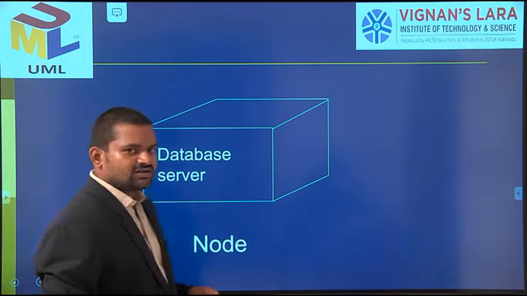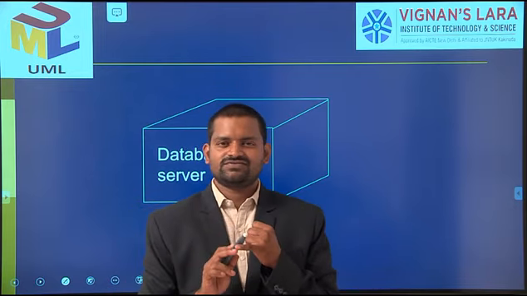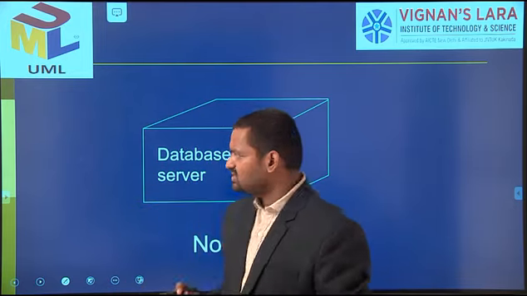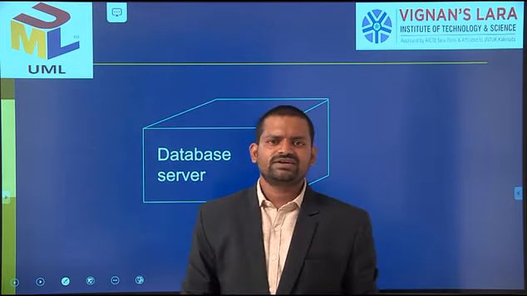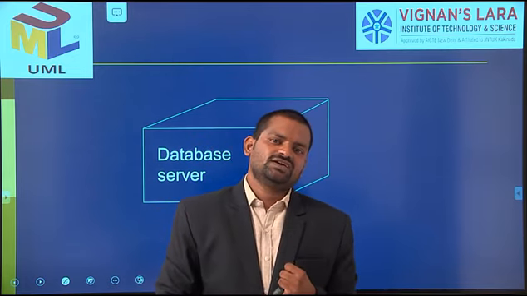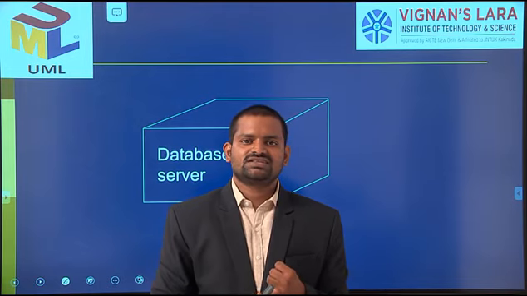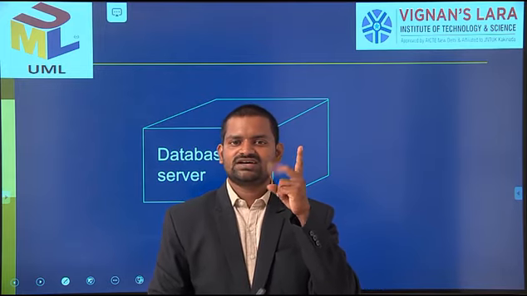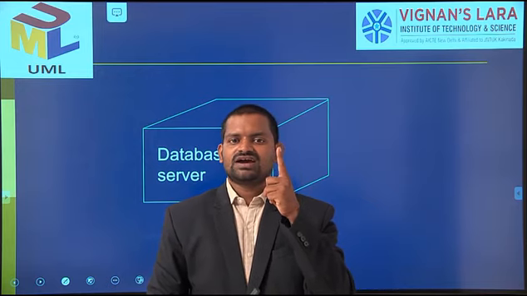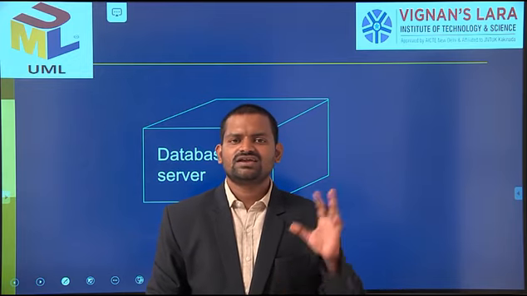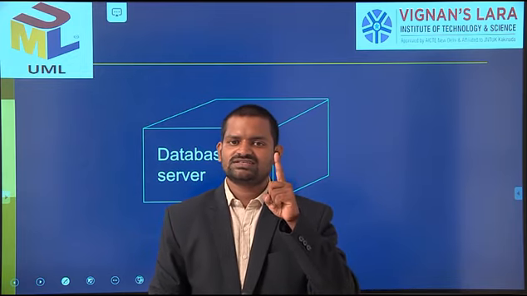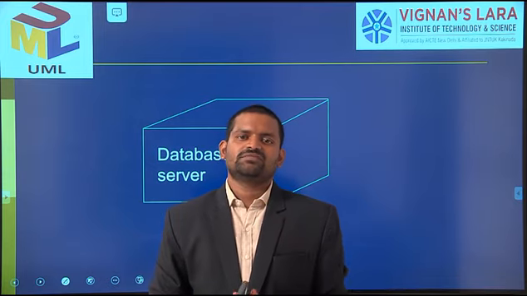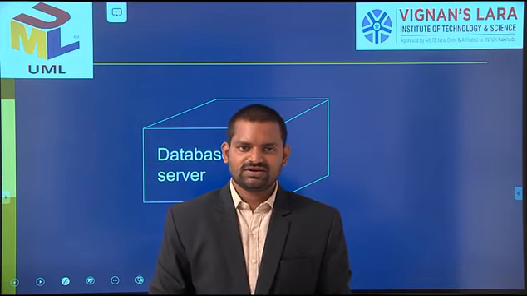With this we completed the structural things, several kinds of structural things. In this class we completed the building blocks of the UML language. There are three major building blocks: things, relationships and diagrams. Under things there are different sub-headings, and among those we completed only one, structural things, which has seven kinds. With this we completed. Thank you very much.